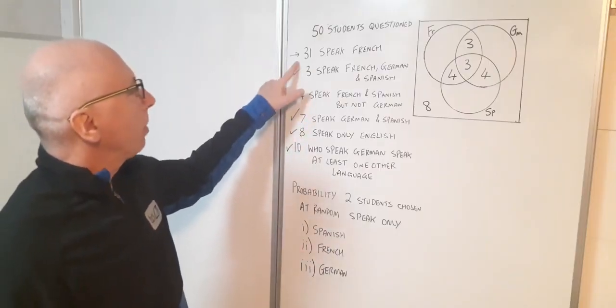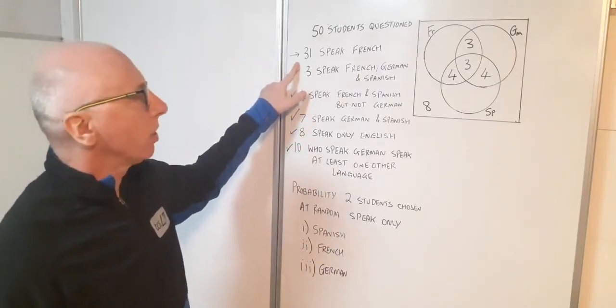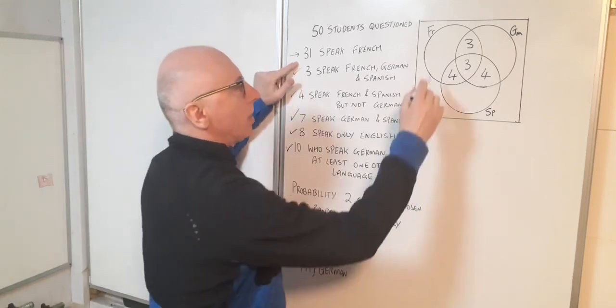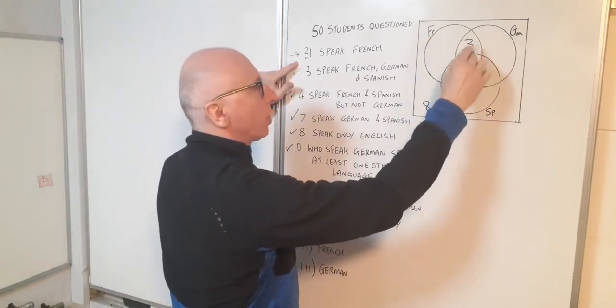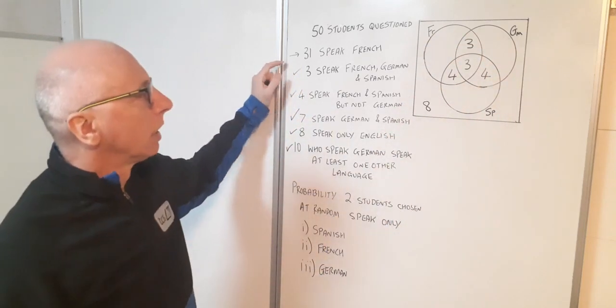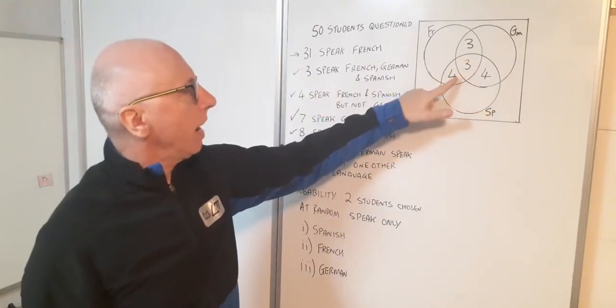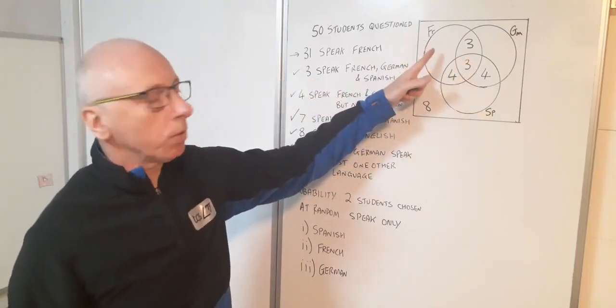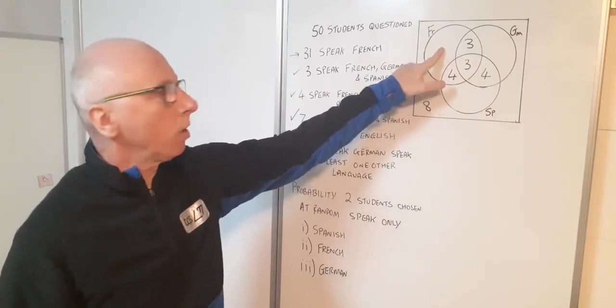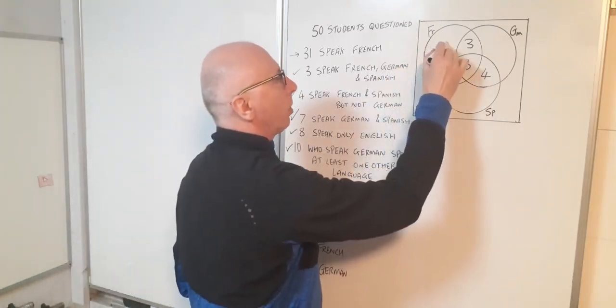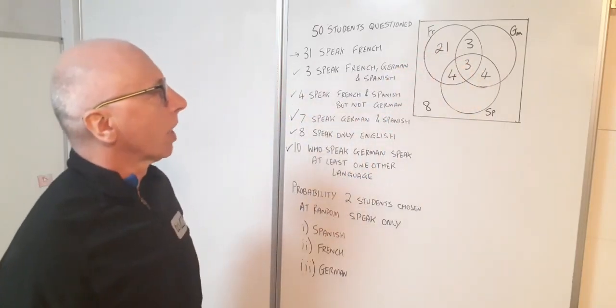Then I'm left with this 31 that speak French. This whole circle should contain 31 in total. Well, I've got 3, 6, 10. And for that to total 31, I've got a remaining 21 to put in there. So I'll put 21 in there.